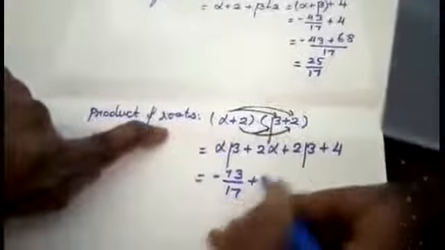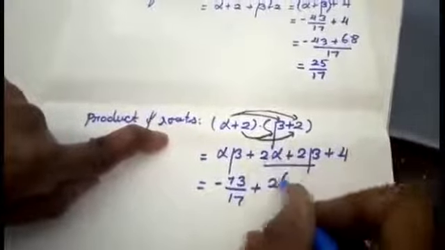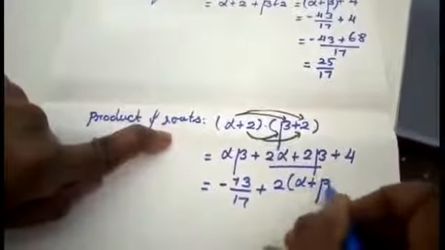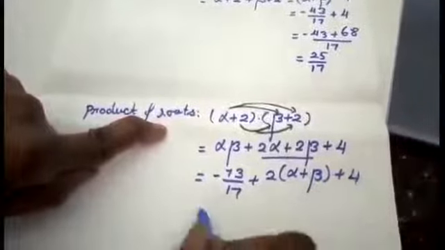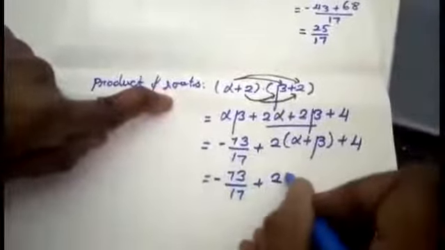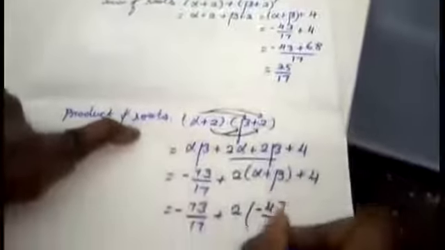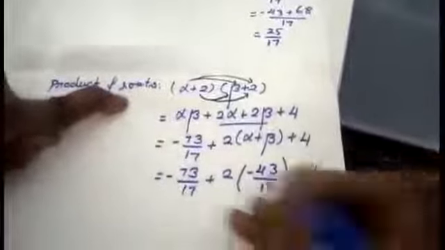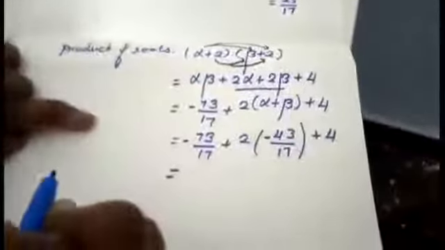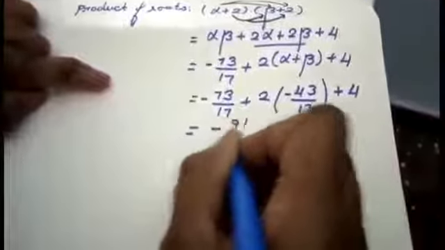That is minus 73 by 17 plus, let me take 2 outside here. If I am going to take 2 common outside, means alpha plus beta plus 4. Minus 73 by 17 plus 2. Alpha into beta, what is the value I am having here, students? That is minus 43 by 17 plus 4. You are going to do the calculation, students. I am going to write the final answer. That is, the final answer what you are going to get here is minus 91 by 17.